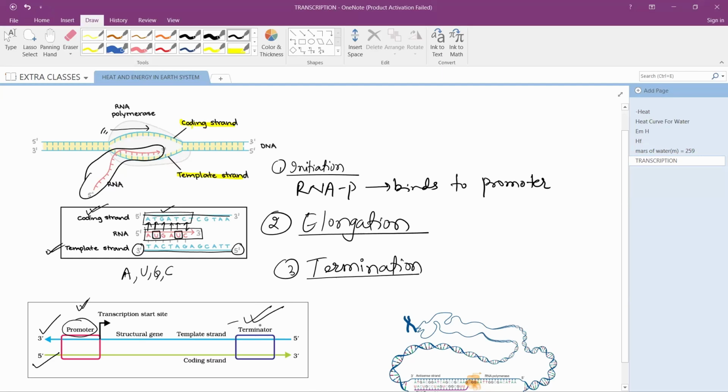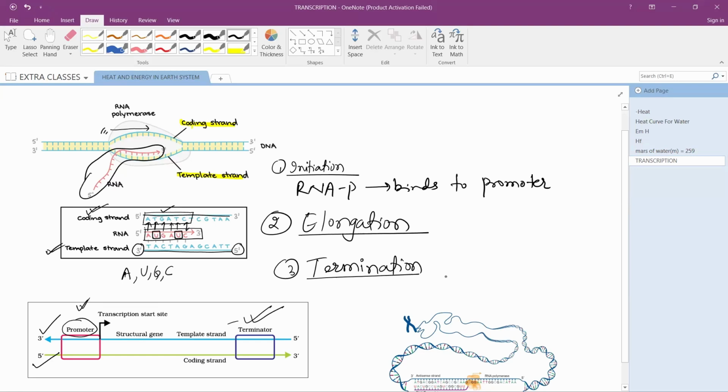What you will see is that only one strand of DNA is transcribed. So the RNA has which transcribed sequence of the DNA? The template strand. The second main point during this transcription process is that the coding strand has the same sequence as the RNA, except T is replaced by U. So the first important point is only one strand of DNA is transcribed, that is the template strand.